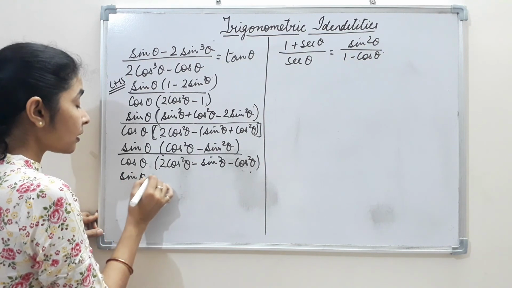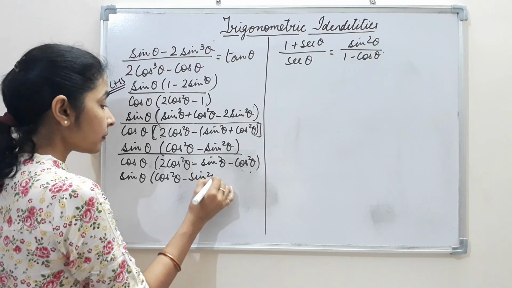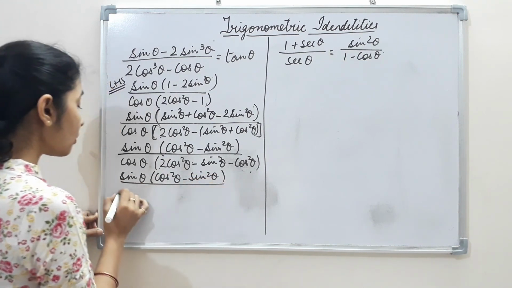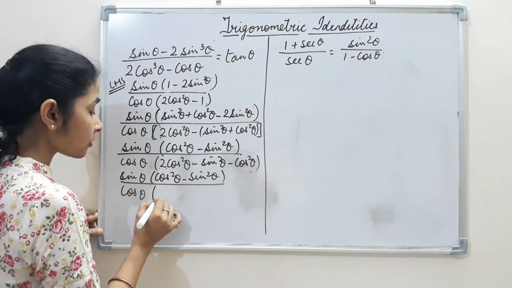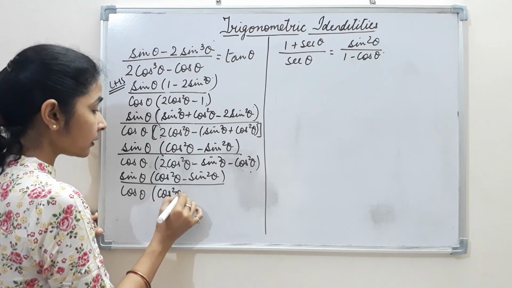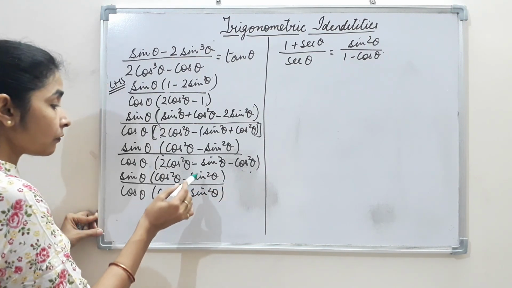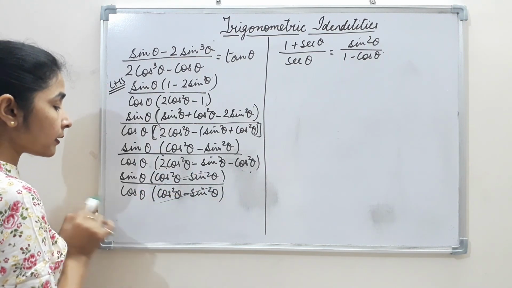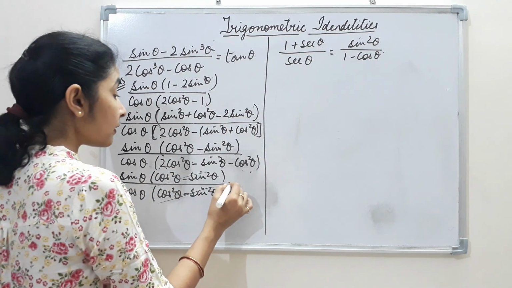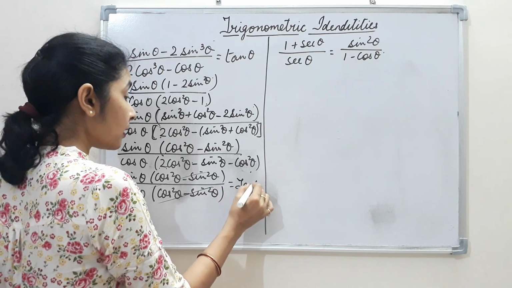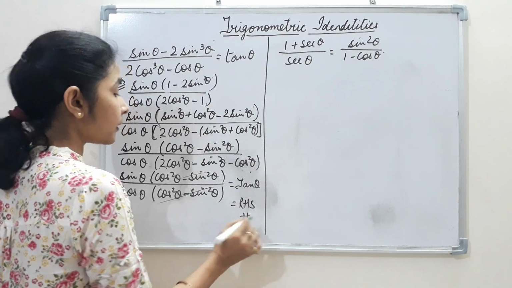So sin theta bracket cos square theta minus sin square theta upon cos theta bracket 2 cos square theta minus cos square theta gives me cos square theta minus sin square theta, bracket close. Now if we see carefully, these two are the same and they get cancelled, and we have got sin theta upon cos theta, that is equal to tan theta, and that is equal to RHS. Hence we have proved it.